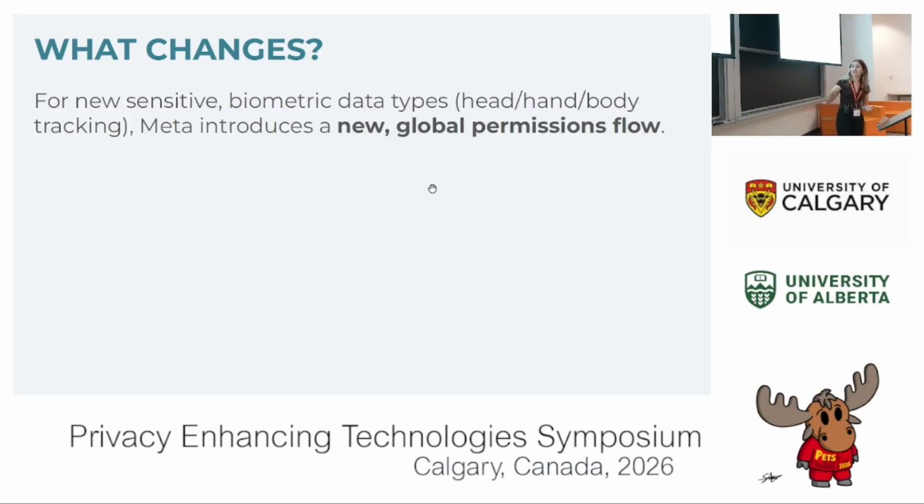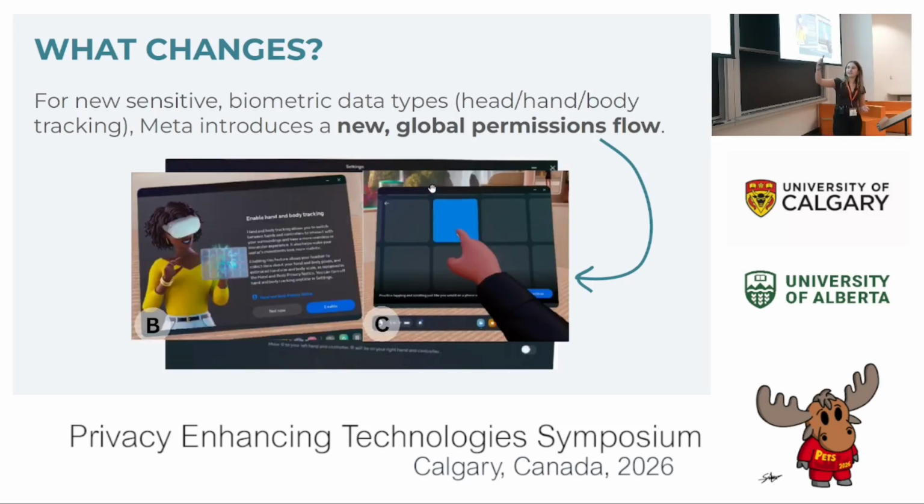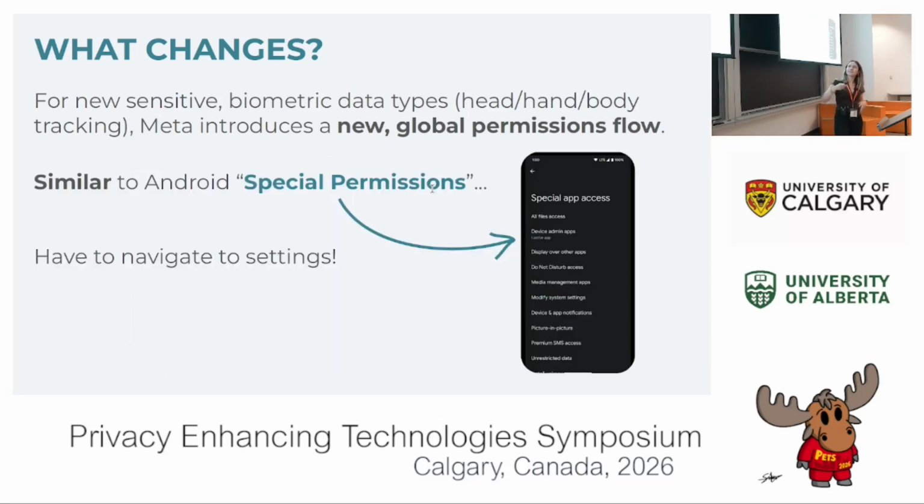However, there are some changes that are introduced, specifically surrounding these new sensitive biometric data types, so hand, head, and body tracking, where we see the introduction of a new global permissions flow. It looks something like this in the settings page. You go in, you toggle this on, that triggers a privacy notice, and then you have to go do a little tutorial about how to click and scroll on the Quest using your hands. This is similar to a special permission in Android, where you have to go to the settings page and, for example, turn on Do Not Disturb for a given app.